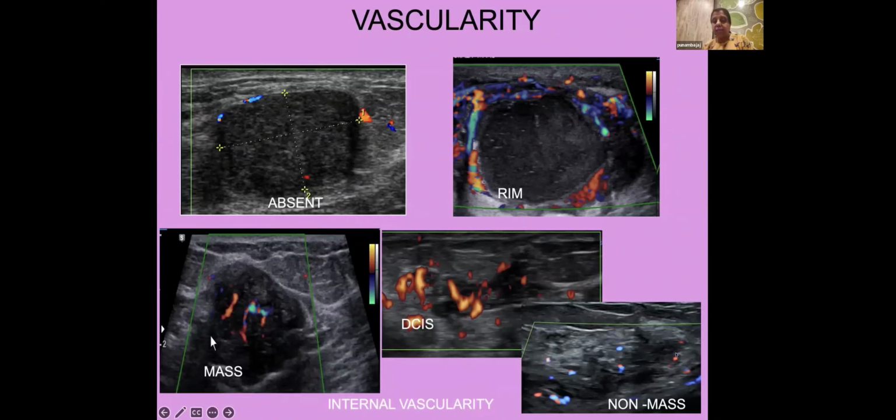Another case, and we'll see what non-mass is, but here is a non-mass lesion, and you see that there is focal increased abnormal vascularity associated with this lesion. I'm sure Dr. Upasana has also told you about how to elicit vascular signals in the breast. Okay, so the pressure has to be very, very minimal.